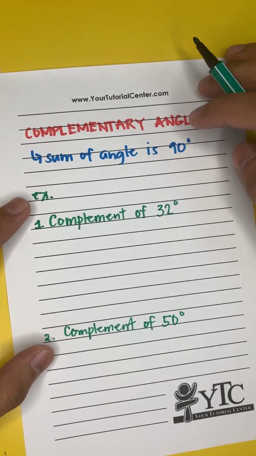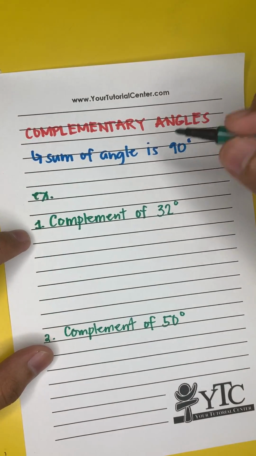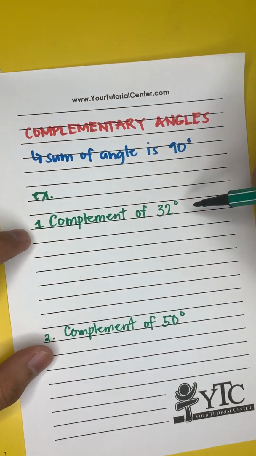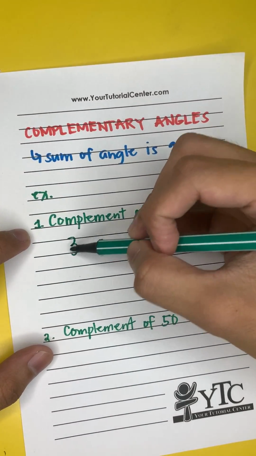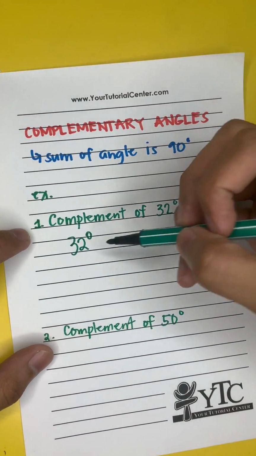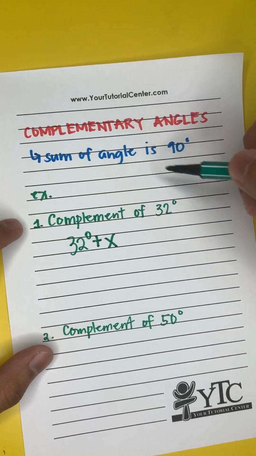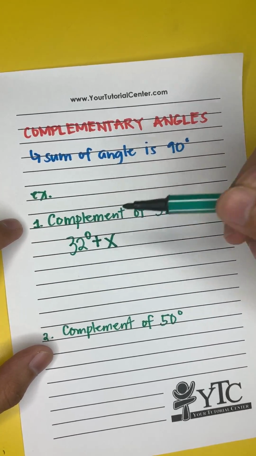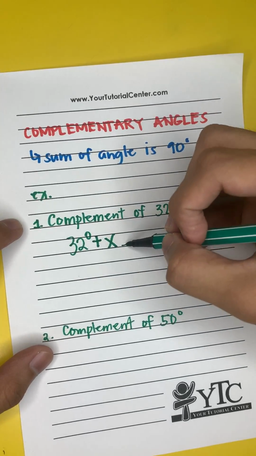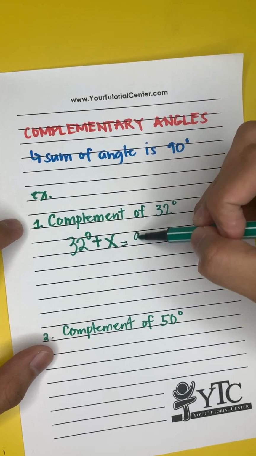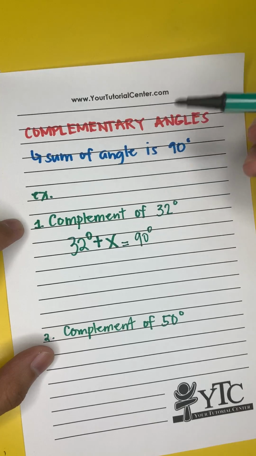The first step to solve for this example is to copy the given, which is the 32 degrees. Then add the unknown angle, which is our undefined angle. Then the sum is 90 degrees because it's complementary angles.